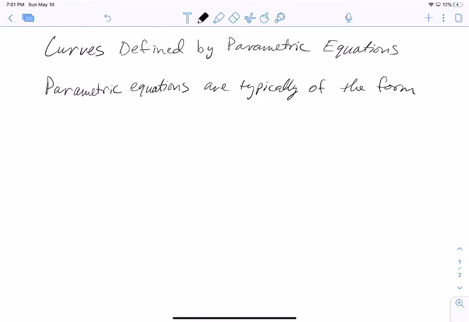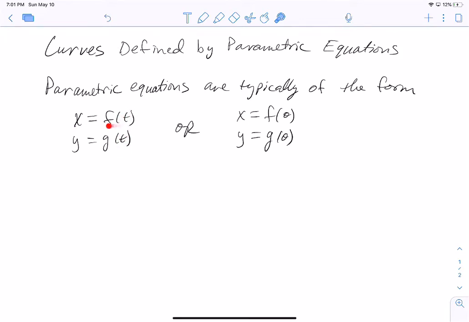Parametric equations are typically of the form x equals f of t, y equals g of t, or similarly x equals f of theta, y equals g of theta. The point is that we get the coordinates x and y by using a parameter t. And so x is defined by a function of that parameter t. Y is defined by usually a different function of that parameter t. And so one value of t will give me an x coordinate and a y coordinate.